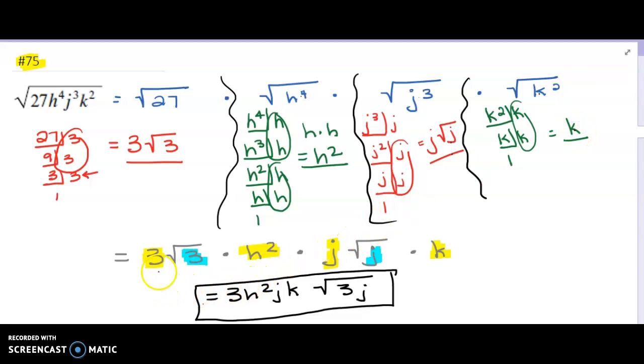So when I multiply each of those components, anything on the outside of a square root, I've highlighted in yellow, and anything on the inside, I've highlighted in blue. On the outside, it's 3 times h squared times j times k, which is what I have right here. And then on the inside, it's just 3 times j, which is 3j. So this here is my final answer.